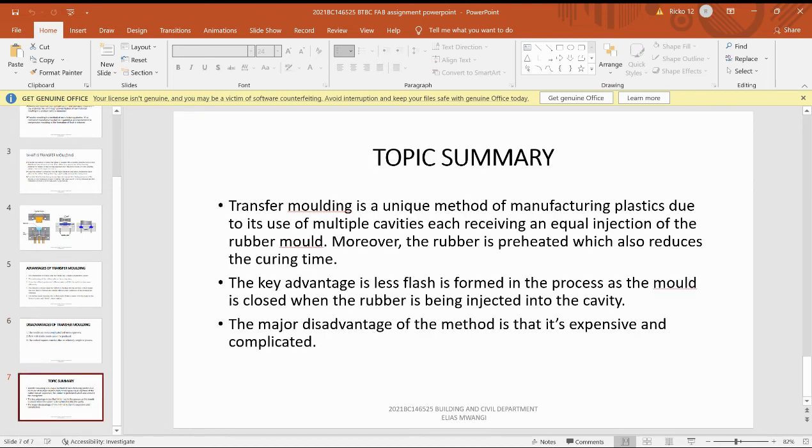Finally, we can summarize. Transfer molding is a method of manufacturing plastics with multiple cavities, each receiving an equal injection of the mold, and the rubber is preheated, which reduces the curing time. These are the key points. The advantage is that less flash is formed in the process, as the mold is closed when the rubber is being injected into the cavity. There is equal pressure when the rubber is being forced and when the cavities are closing up. The major disadvantage of the method is that it's expensive and complicated.